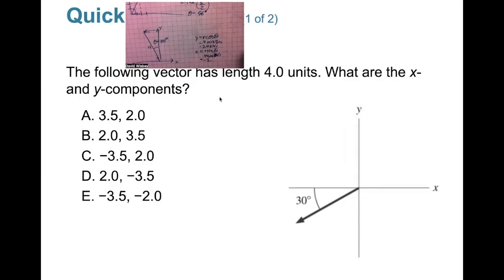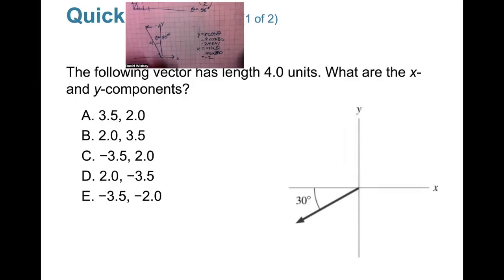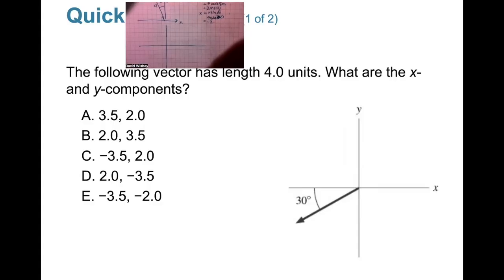Okay, same thing. The following vector has a length of 4 units. What are the x and y components? Well, we already have the answers for this one. We figured out what sine and cosine of 30 are, times 4, right? But we got a different orientation here for our vector, so we're going to have to deal with that.